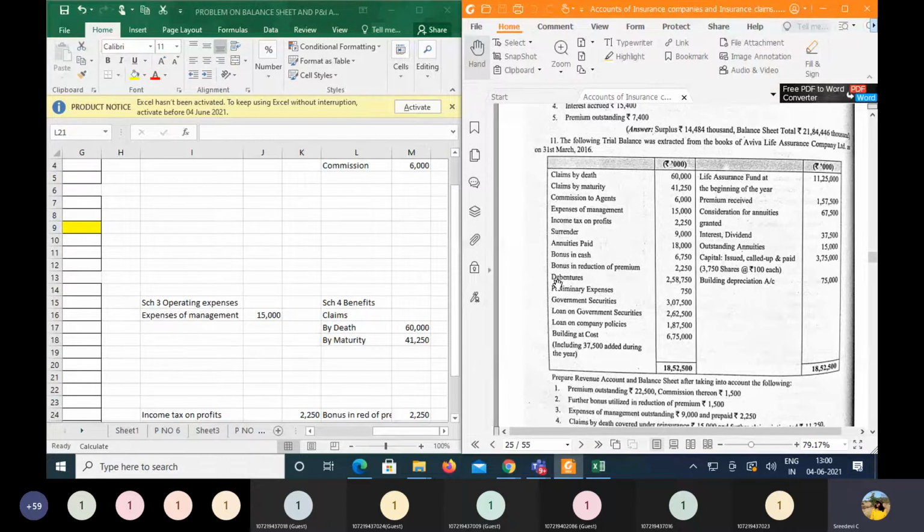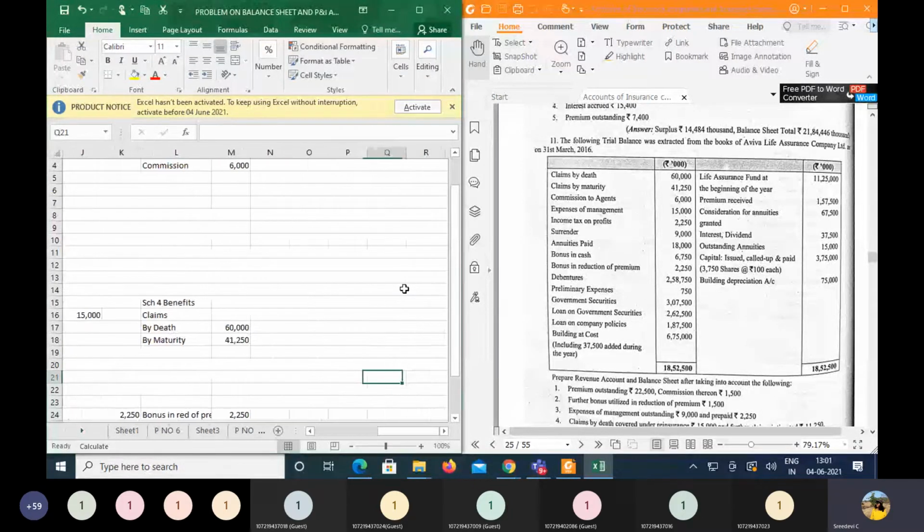So what type of an asset here? When it comes to the different assets of this particular company, we have investments, we have loans, and we also have the fixed assets. So here the debentures is to be taken as the investments made by the company. That means this particular insurance company has purchased the debentures of the other companies. So therefore it becomes a part of the investments.